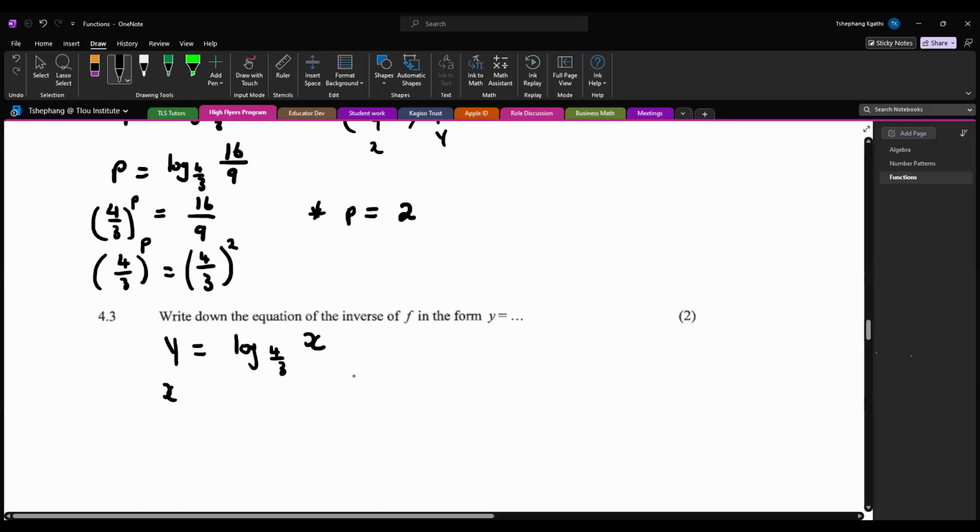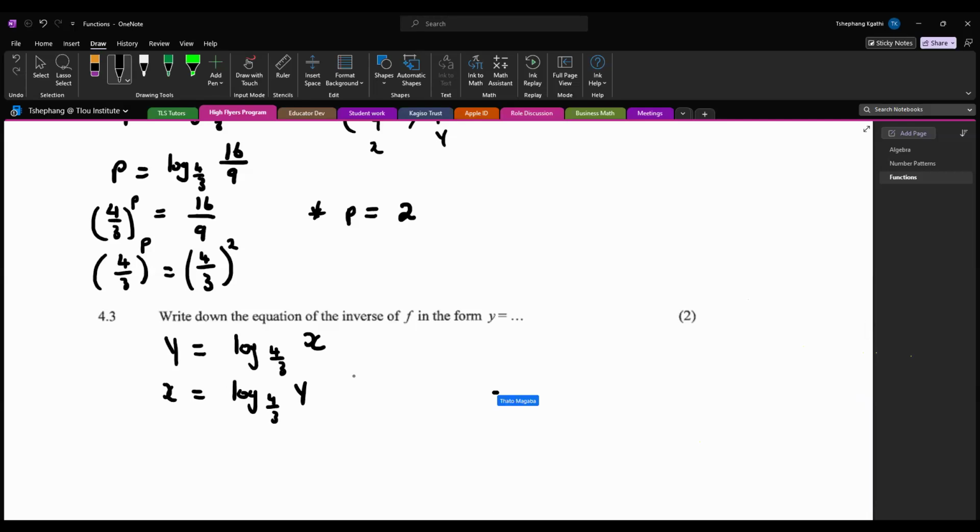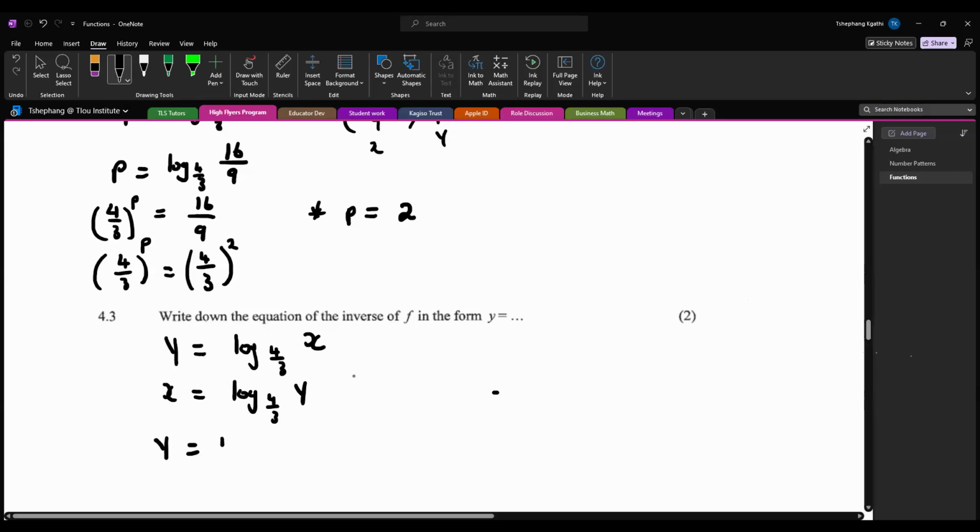Wherever we see y, we put x and vice versa. So I'll simply say x is equal to log base 4/3 of y. Now that'll be easy for us to get rid of the log, because this will become the base. So we have y is equal to 4/3. This is our base, and our exponent is simply x. And this is the inverse.